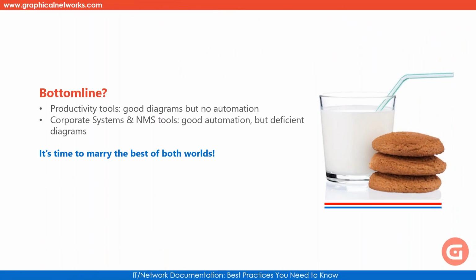So bottom line, the productivity tools, they're really good diagramming software solutions with no automation. Corporate systems, network management tools, they're really good automation-wise, but they are void in the lack of good detailed network diagrams. So it's time to marry the best of both worlds. And how do you do that?